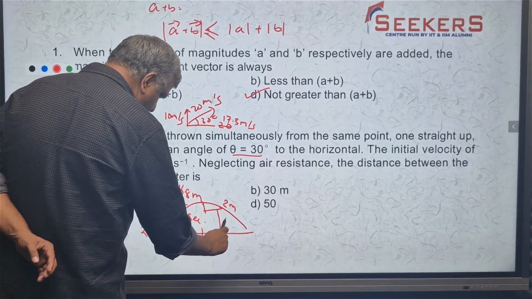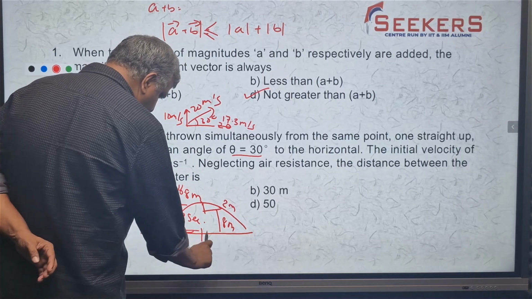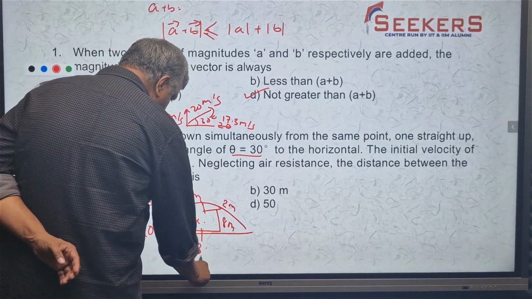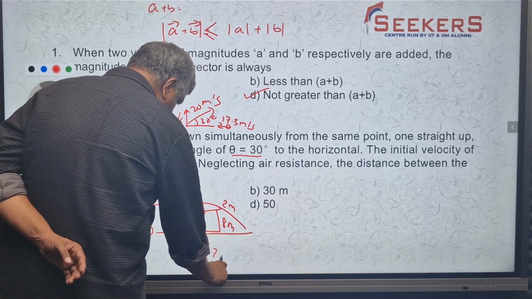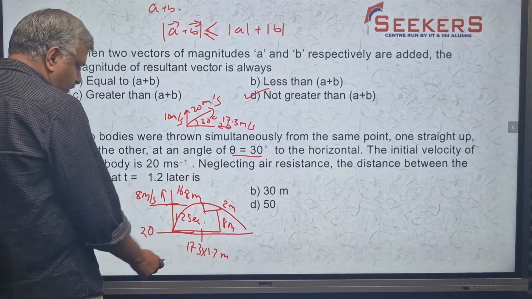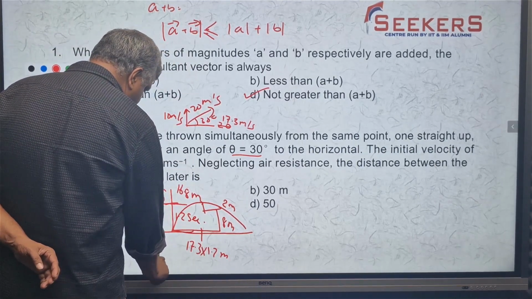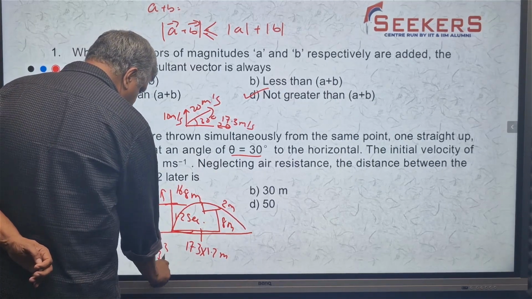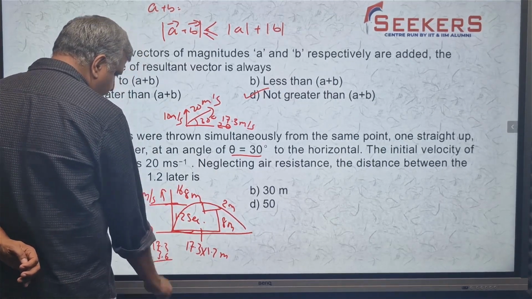So from the ground, it is 8 meters high, and the horizontal distance is 17.3 into 1.2 meters from the starting point. So 17.3 into 1 is 17.3, 17.3 into 0.2 is 3.5, so I'll add about 3.6 here. So this is approximately 21 meters.